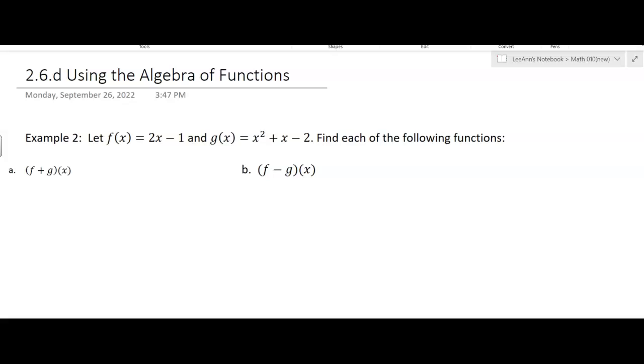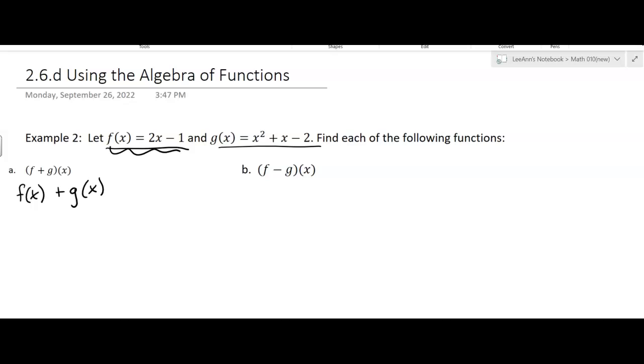Okay, so we have two functions. We have f of x here, and we have g of x here. And then we're going to add, subtract, multiply, and divide. So f plus g of x is f of x plus g of x. That's the algebra of functions we're talking about.